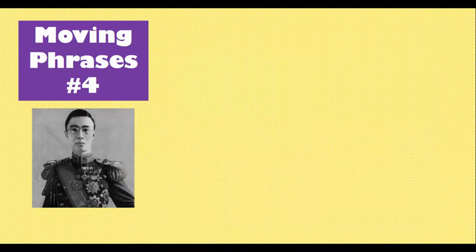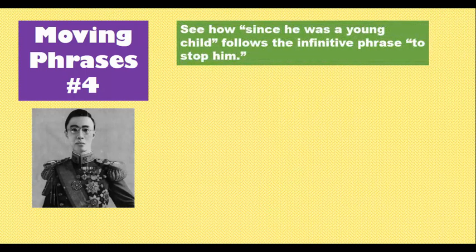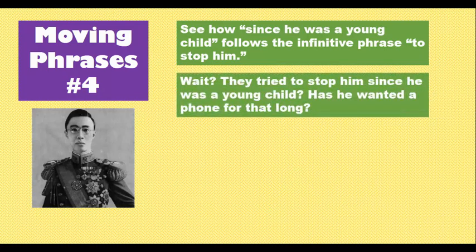Let's take a look at number 4. On number 4, they're asking us about moving, once again, the phrase since he was a young child. Right now, it's right after the infinitive, which is to stop him since he was a young child.